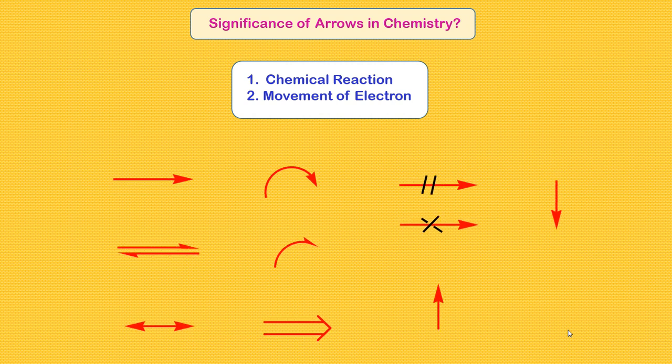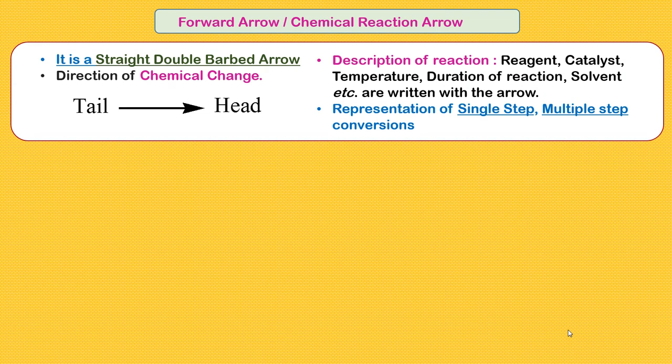The first arrow is called a forward arrow, or it is also called a chemical reaction arrow. It is represented with a straight arrow. The meaning of this arrow is associated with the direction of the reaction. That means we are starting with this state, which is nothing but the reactant, and it is ending with the head, that is the product side. This is the reactant side, and this is the product side.